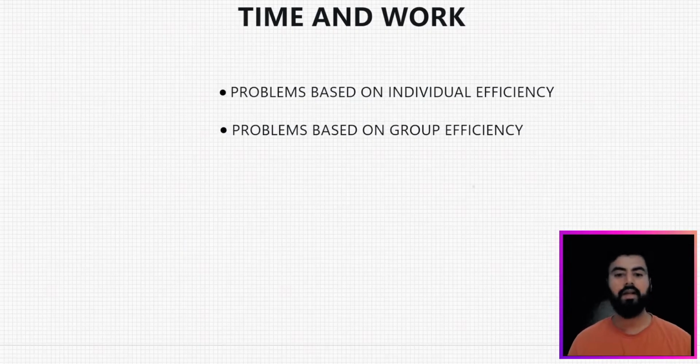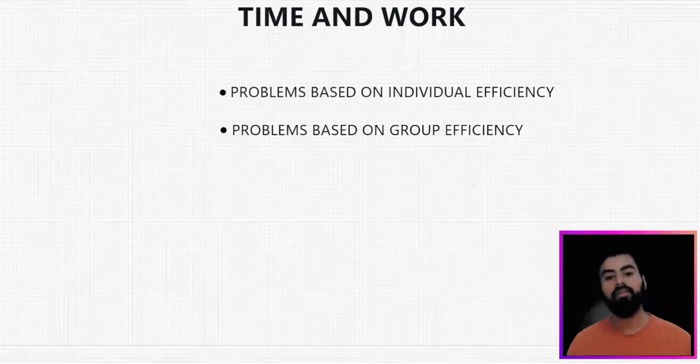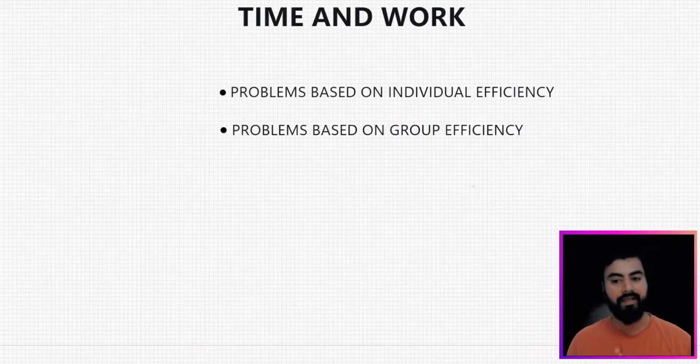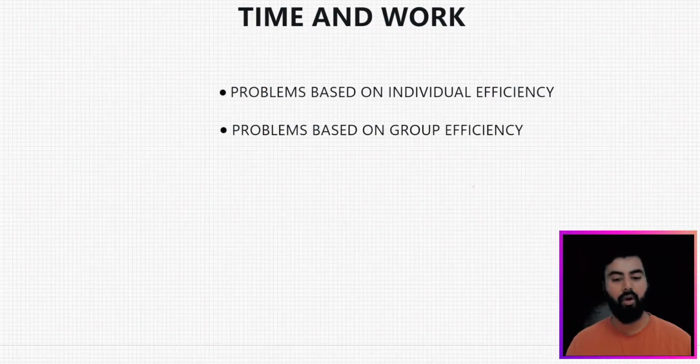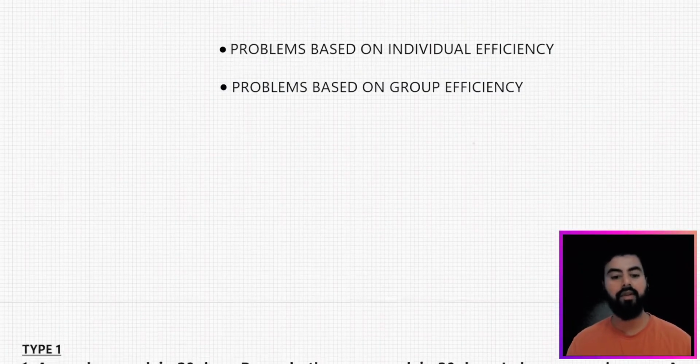Now, the first thing I wanted to realize is that on the topic of time and work, there are mainly two types of problems: problems based on individual efficiency and problems based on group efficiency. First, I'm going to discuss all the problems based on individual efficiency, and then we'll move to the next category, which is problems based on group efficiency. So whatever problems I show you now are all going to be based on individual efficiency.